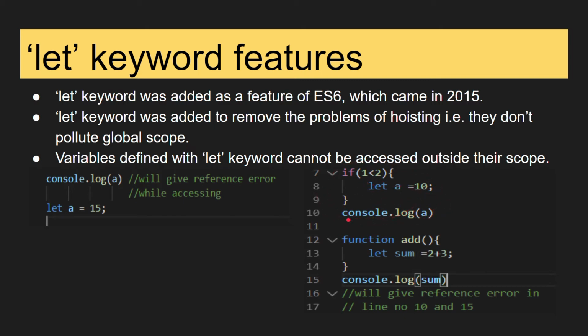If you try to do this, then this will give the reference error, because let keyword variables are confined to the particular scope in which they are declared. Whether it is an if block or a for block or any function, they are going to remain accessible only within their scope. So it can only be accessed within these curly braces.